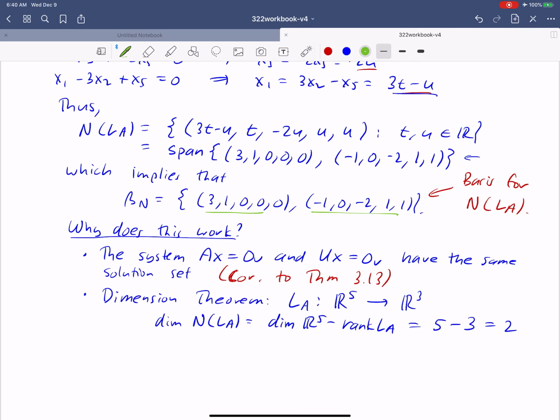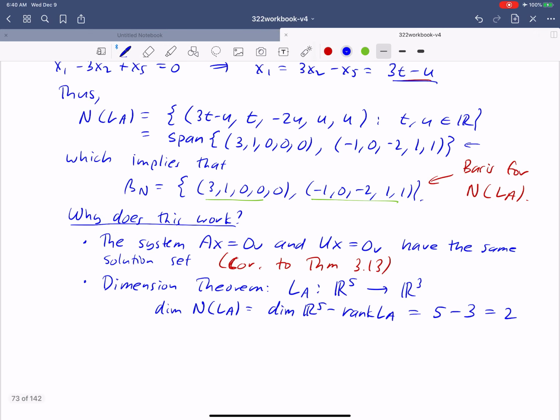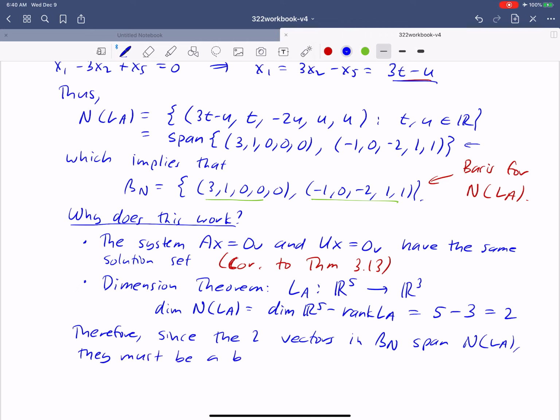So to put it all together then, we could say the following. Therefore, since the 2 vectors in beta n span the null space of L of A, which we already know from our calculation above, they must also be a basis. That goes way back to dimension fact number 3 earlier in the course.